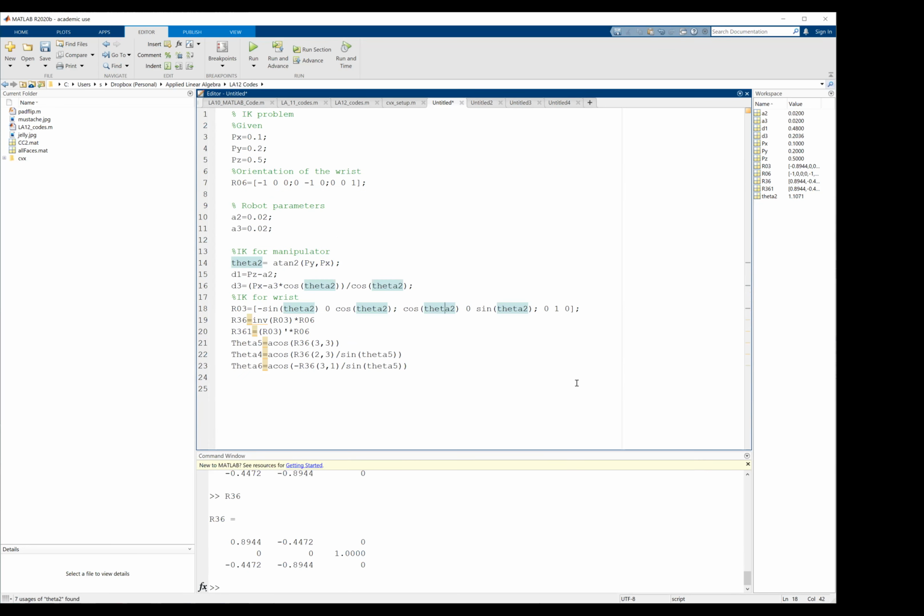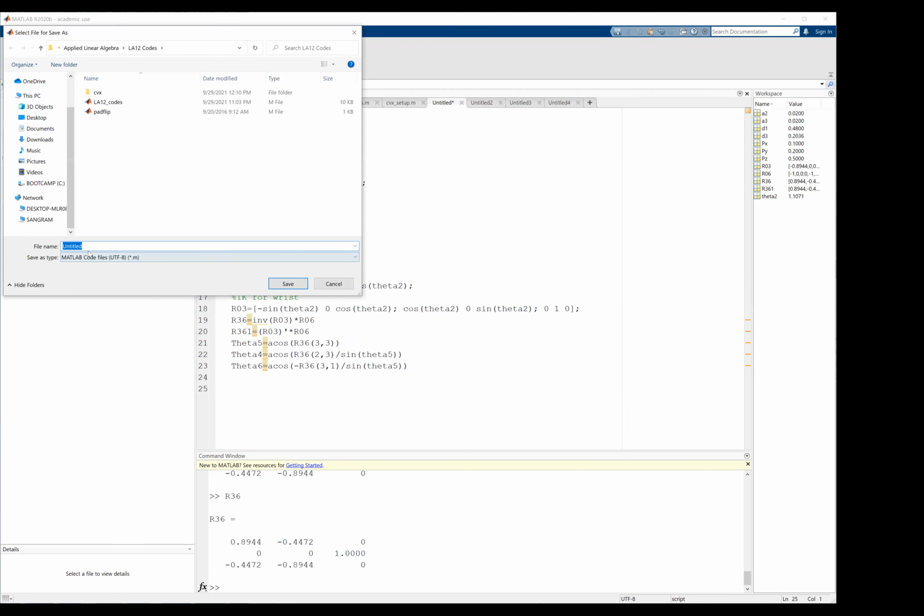So please check my equations just to make sure that they are correct. What I did, I just coded the equations that we obtained. And yes, I will actually save this code. So I will save this code as IK spherical wrist.